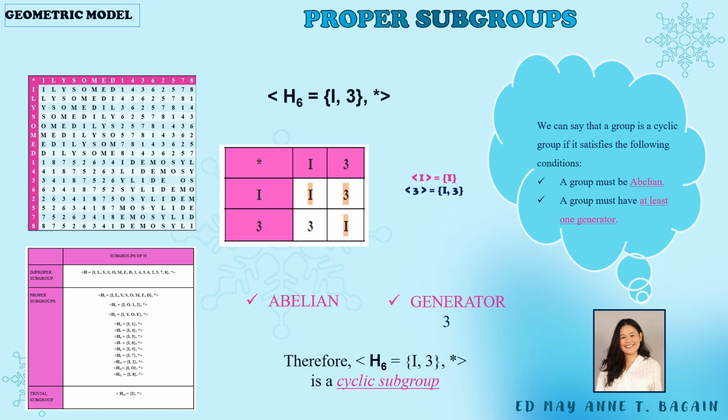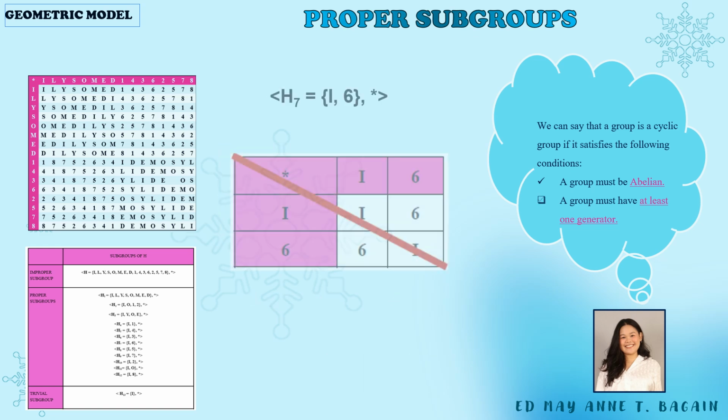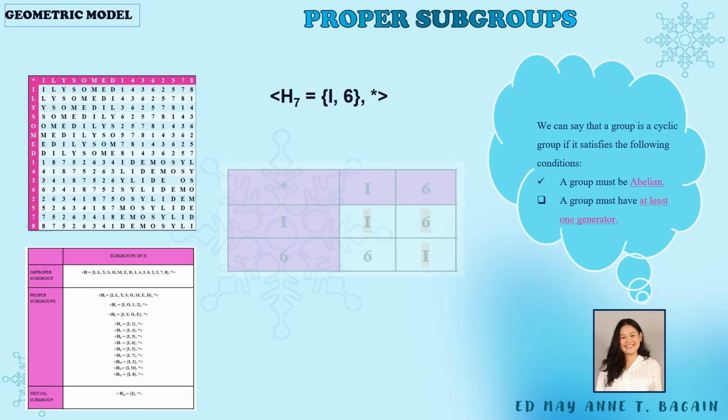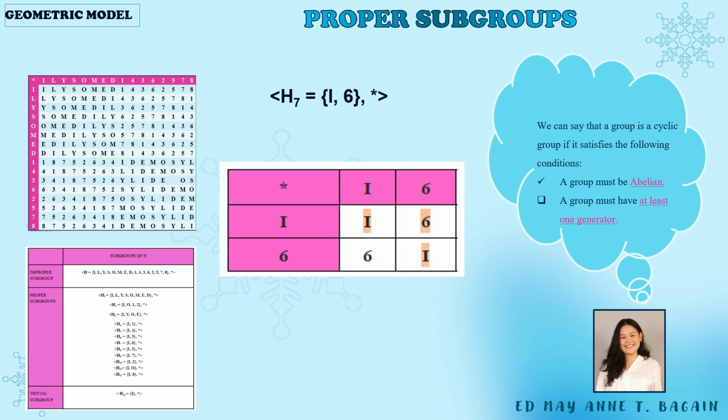Next, we will now be looking forward at the H sub 7. Looking at this table, it shows that H sub 7 is abelian because, as we can see, looking at the diagonal line, it is symmetric with all of the elements. Okay, so we know that it's abelian. So let's check if it has at least one generator.